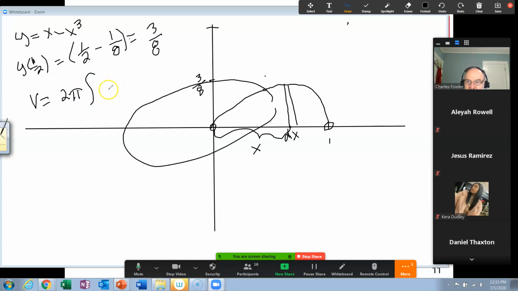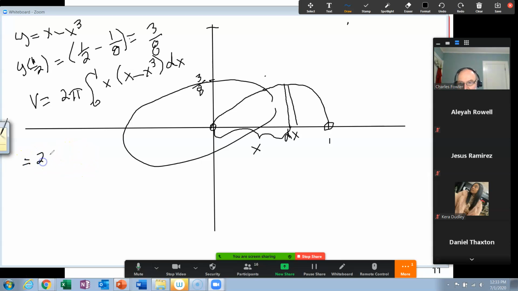The radius is x. The height is this thing here, x minus x cubed. Does everybody see this? And then the thickness is dx. And x is going from 0 to 1. Okay? Well, that integral will be... I don't know why I can't write horizontally, but I can't.